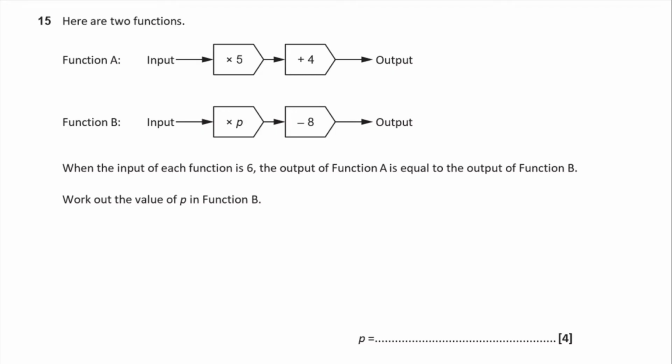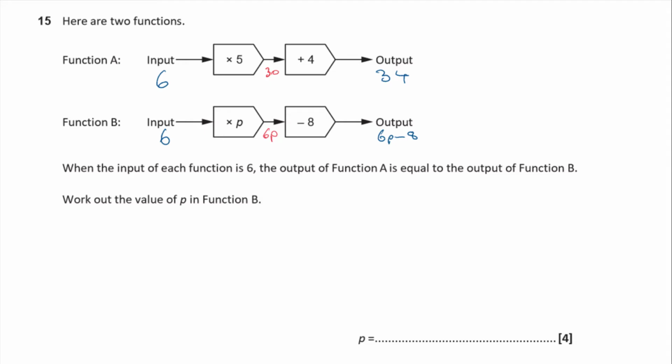Okay, so for each one of these, we're going to input 6. What are we going to get out the other end? Well, in the first one, I'm going to take 6, I'm going to times it by 5. So that's going to give me 30. And then if I add 4 to it, I'm going to get 34 out the other end, aren't I? Okay, so that one's fairly easy. Now, if I do the same thing here, if I take 6 and I times it by P, what's 6 times P? Well, that is algebraically 6P. And then if I subtract 8, I'm going to get 6P minus 8 out the other end.